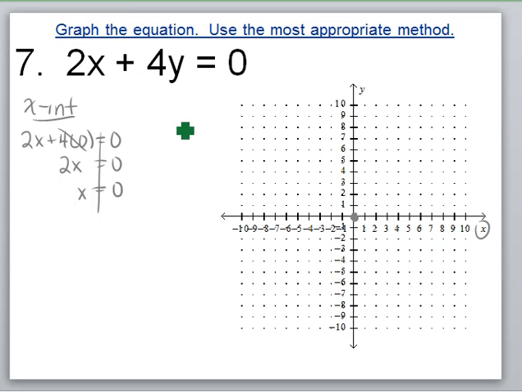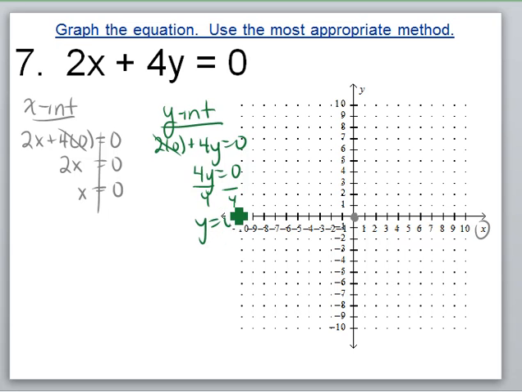Now, if you go ahead and find the y-intercept on this one, we're going to start to run into a slight problem because I end up with 0. Get 4y equals 0, divide by 4, and y is 0. Well, I can't get anywhere with this because I'll end up with a (0, 0). So I must take this and solve for y.